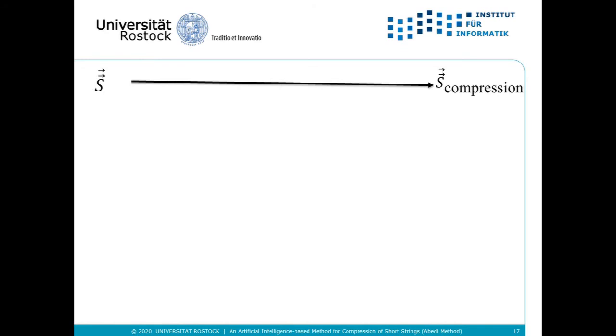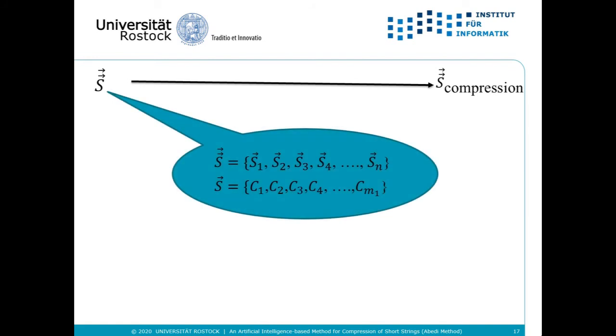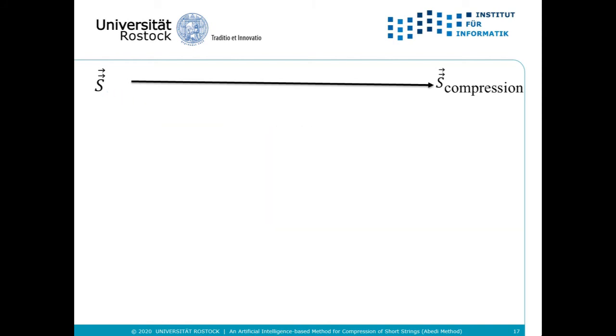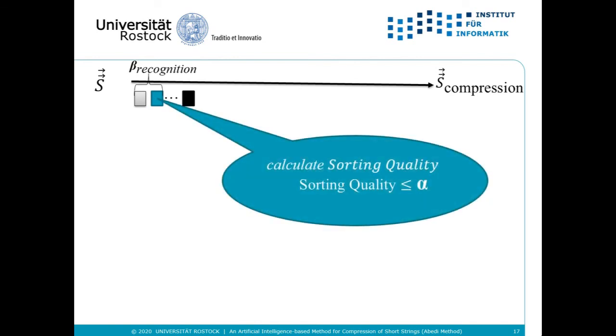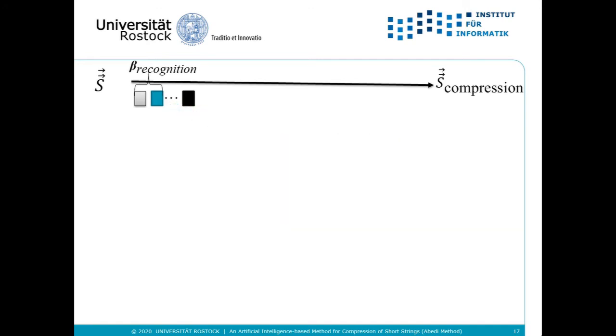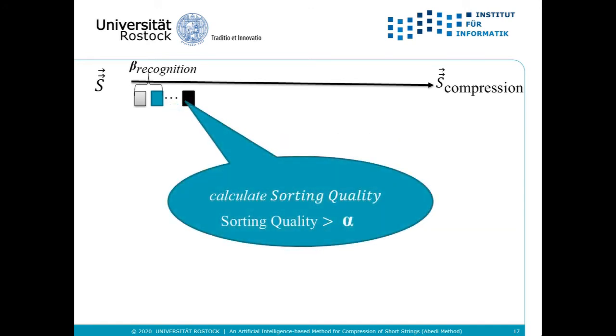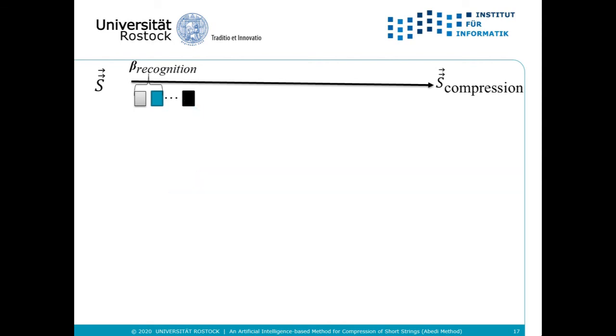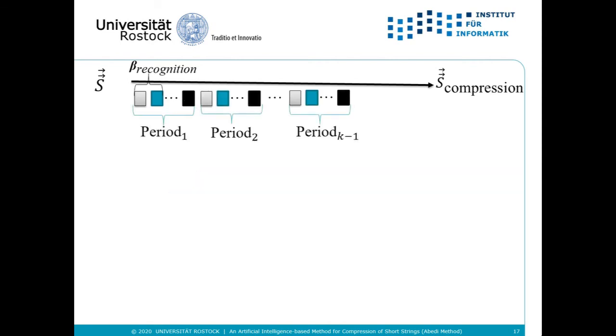Now we explain how artificial intelligence methods can be involved in this process. We imagine that there are several tiny strings that are going to be compressed. In the first step, the sorting quality is efficient, which is shown by white. After sending beta recognition characters, the sorting quality gets worse, but is still acceptable and better than alpha. Finally, the sorting quality becomes bigger than alpha, which means that the table is in the worst situation and the table must be reordered. The algorithm repeats this process continuously till the end of the strings.